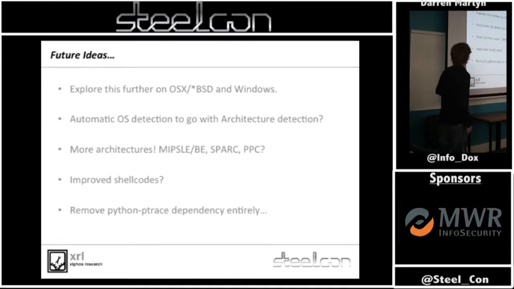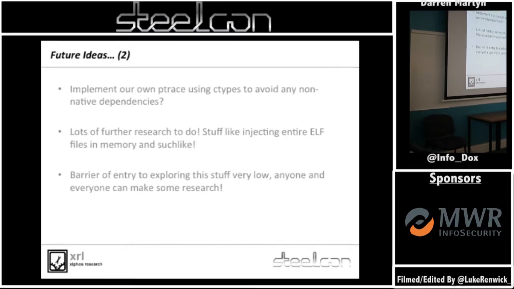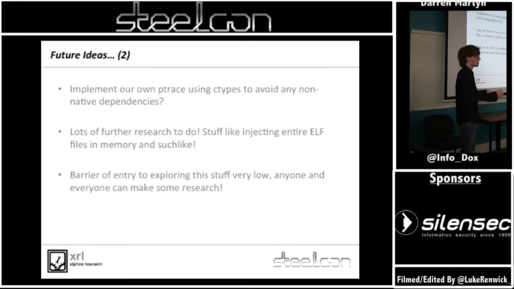It'd be really funny. How about we just remove Python ptrace entirely, because that's not a standard library? So we can implement our own ptrace using ctypes. ctypes, for anyone unfamiliar, is like Python's bindings to C. So you can access native syscalls and such directly without mucking about with having an extra module. You can do weird stuff like directly access memory through ctypes, but it's a bit of an ugly interface as is. Or stuff like, instead of having to write a shellcode, how about you just inject a whole ELF file?